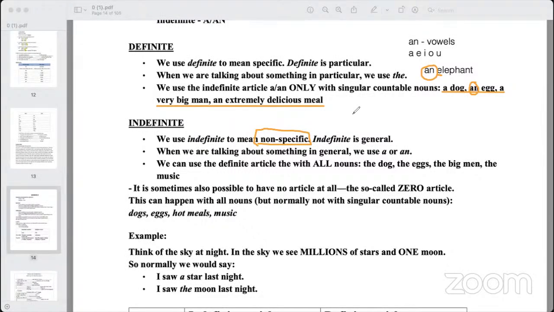If you're going to talk about eggs in general, so more than one egg, you would say the eggs. Or if you're going to talk about a new girl in your classroom, you can say the girl has very long hair. So you're talking about the girl by describing her as having long hair. So these are the differences. Does that make sense? Is that clear now?